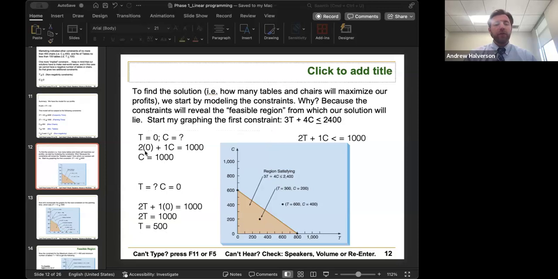Okay, so the first one here says when T is 0, put a dot on C is 1,000. And this one says put a dot on C is 500. And now we're going to connect the dots. There we go. And then because it is a less than symbol, what do we do? We shade down and to the left, down and to the left. And so we shade, well, let me change this. We shade this region right here.